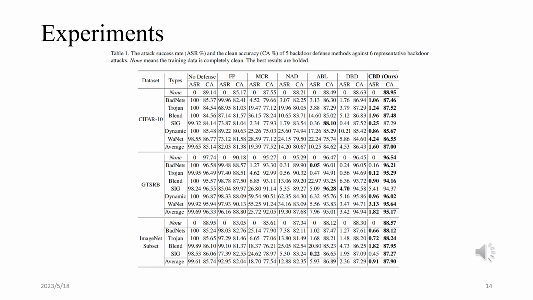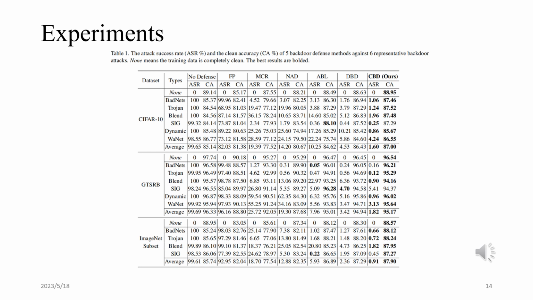Here we show the experimental results of CBD. In Table 1, we evaluate the proposed CBD method on CIFAR-10, GTSRB, and the ImageNet subset. We consider 6 representative backdoor attacks and compare the performance of CBD with 4 other backdoor defense techniques. We can observe that CBD achieves the lowest average attack success rate across all 3 datasets. Specifically, the average attack success rate is reduced to around 1%.